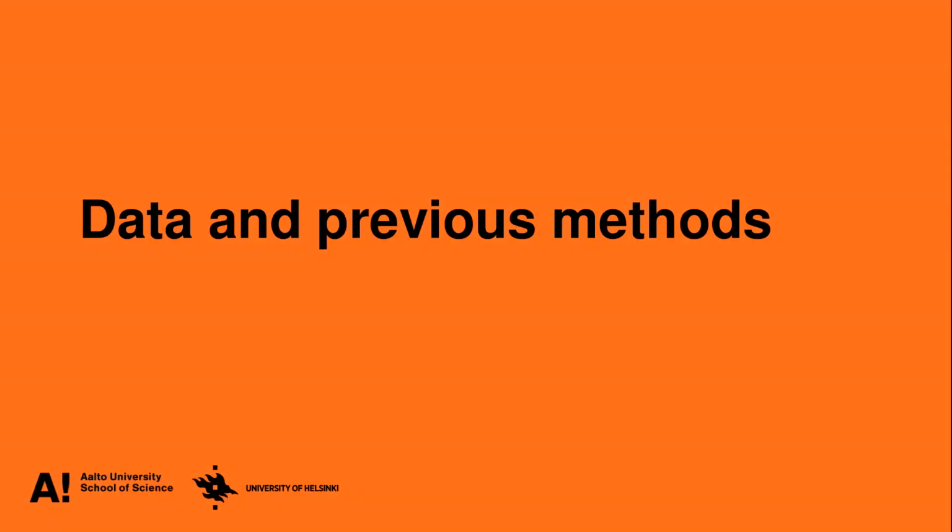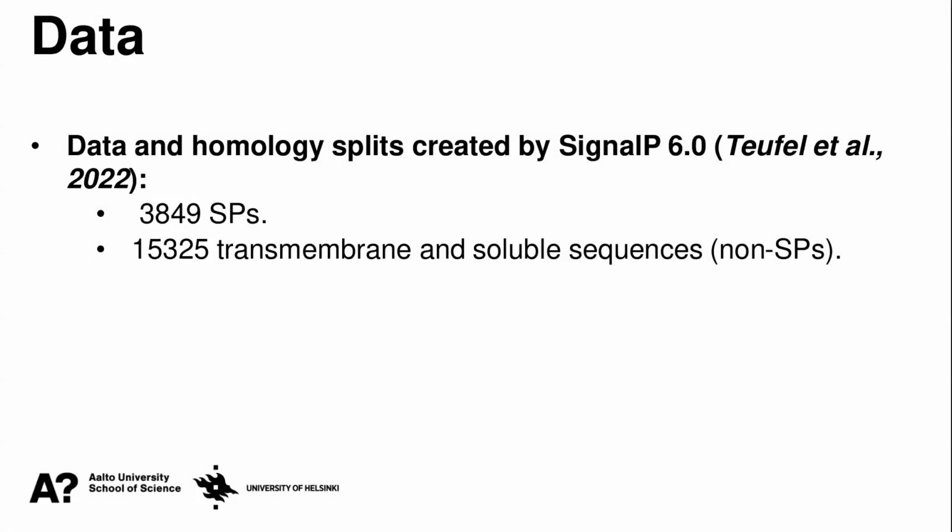I will now give a few details about the dataset we used and previous methods we compare against. For our training and test data, we used the cross-validated splits gathered by the authors of SignalP 6, containing about 4,000 signal peptides and 15,000 non-signal peptides. Notably, within the 15,000 non-signal peptides, transmembrane domain proteins are also translocated, but contrary to signal peptides, the transmembrane domain is not cleaved after the translocation occurs.